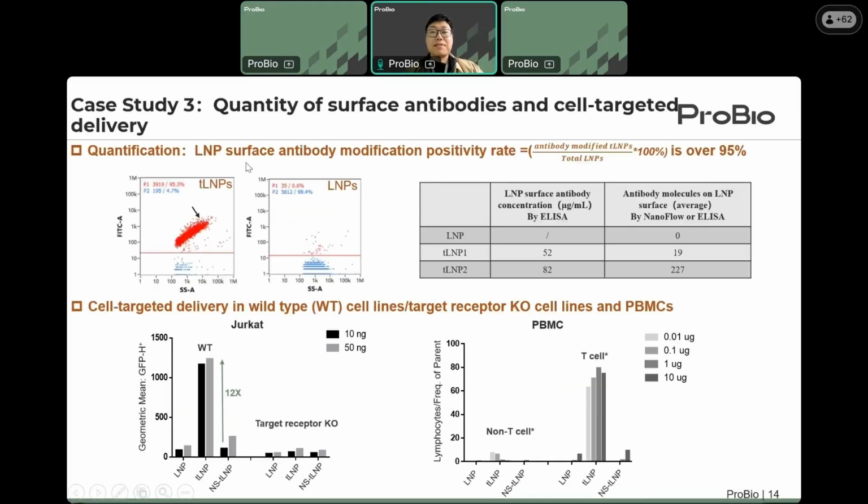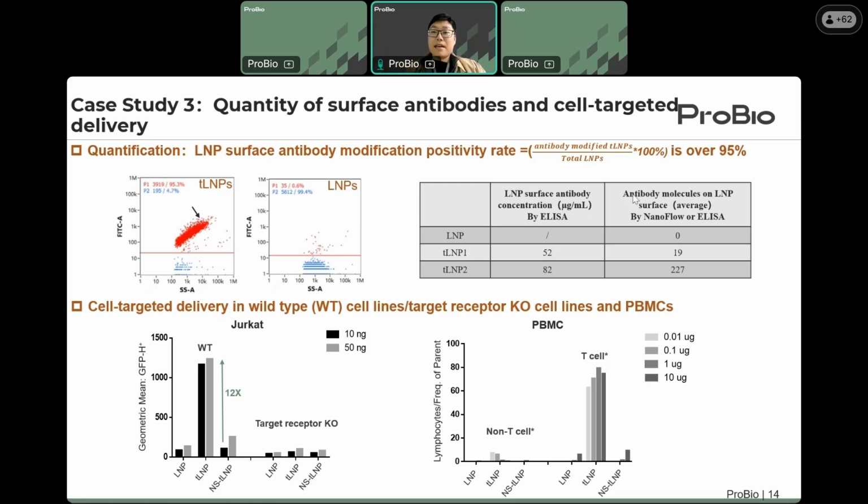So I want to introduce one term. We call this the LNP surface antibody modification positivity rate. This is quite a long term. I don't like it, but anyway, what does this mean? This means how much of your LNP population was finally turned into the tLNP, which means at least one antibody is linked on the surface.